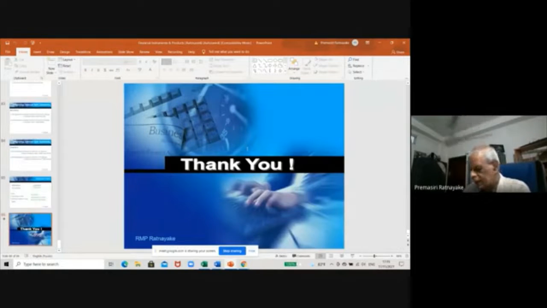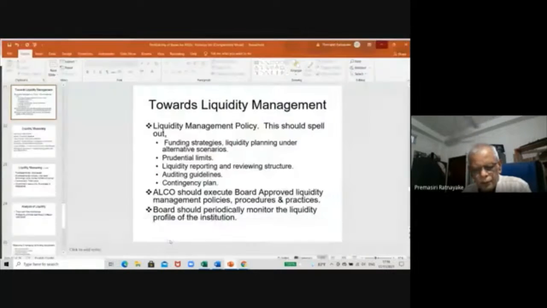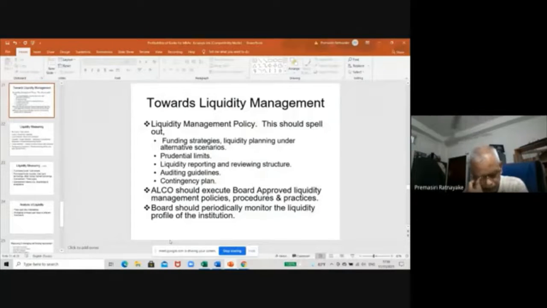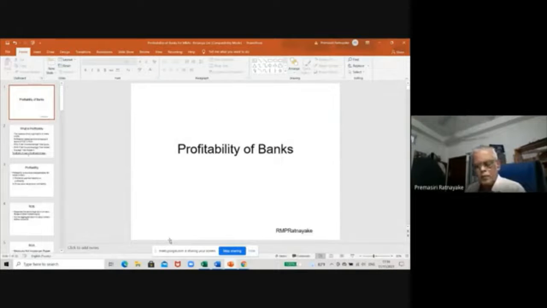All right. That set of slides is over. We have to be looking at a different set of slides now. Profitability of banks and financial institutions.